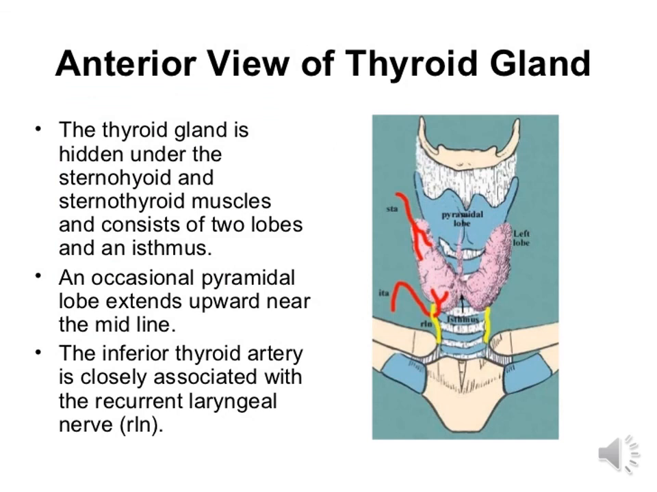In the anterior view of the muscular triangle, we can see the thyroid gland hidden under the sternohyoid and sternothyroid muscles, and it consists of two lobes and an isthmus. An occasional pyramidal lobe extends upward near the midline. The inferior thyroid artery is closely associated with the recurrent laryngeal nerve.